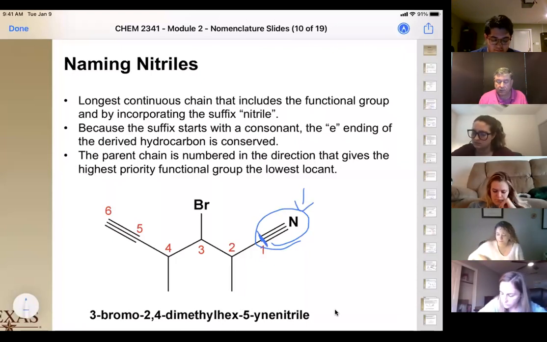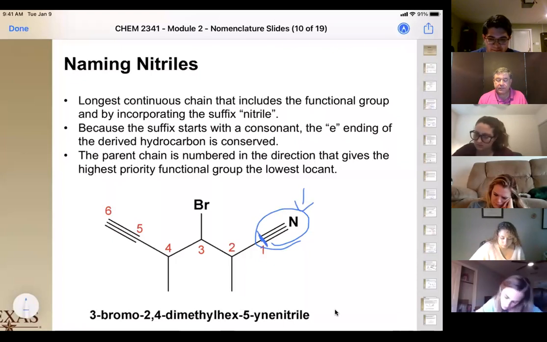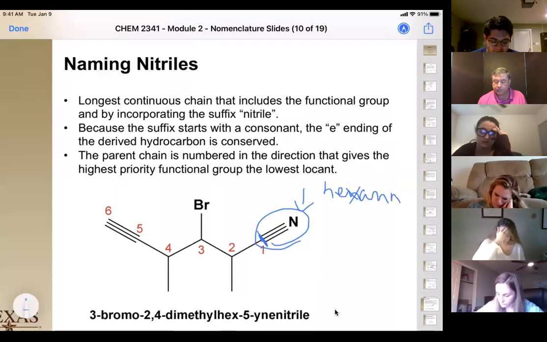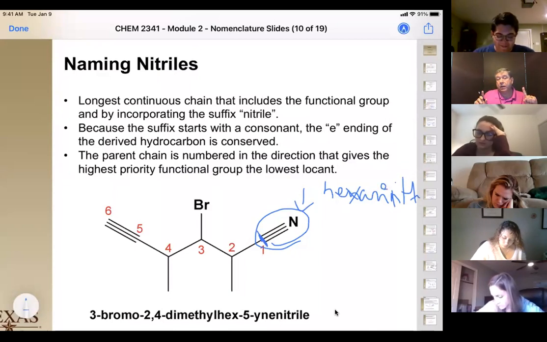So from that right here, we're going to have a total of 6 carbons. So if we just had the 6 carbons and none of the other substituents, we would have hex, a nitrile. Hexanenitrile would be our name. We just would drop the E and add, hexanenitrile. Okay, so that being said, let's name this compound.